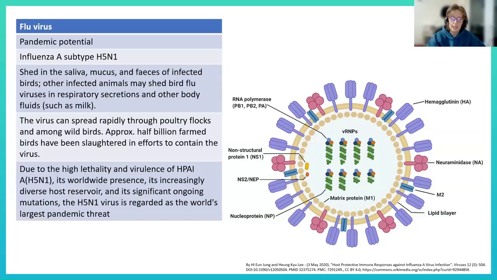But this is extremely lethal if humans catch it. The only good thing at the minute is it's not spreading particularly easily to humans from animals, and it's not spreading human to human. It's only a few mutations away from that, though. And if we get a couple of mutations and it starts spreading human to human, this could be extremely serious. At the moment, the H5N1 virus is regarded as the world's largest pandemic threat.